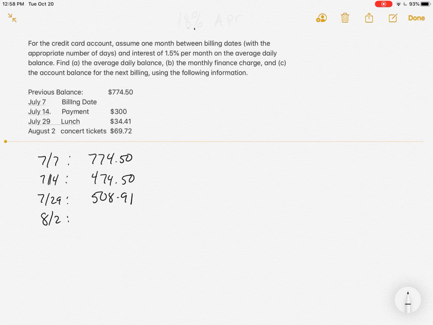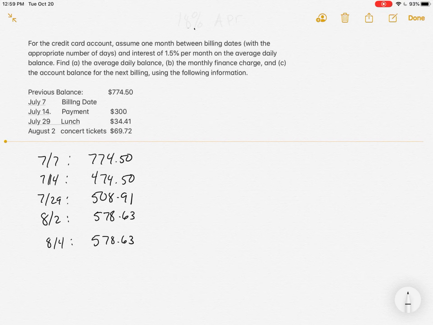Because the billing cycle goes up until August 7th. So on August 2nd, though, we have another charge that makes the cutoff, and that is for $69.72 as we bought some concert tickets, and it goes up to 578.63. Right? And so that's where we're at on August 2nd. There are no other charges, so that's the balance for the next cycle, which is 578.63. So that's our balance going into the month.